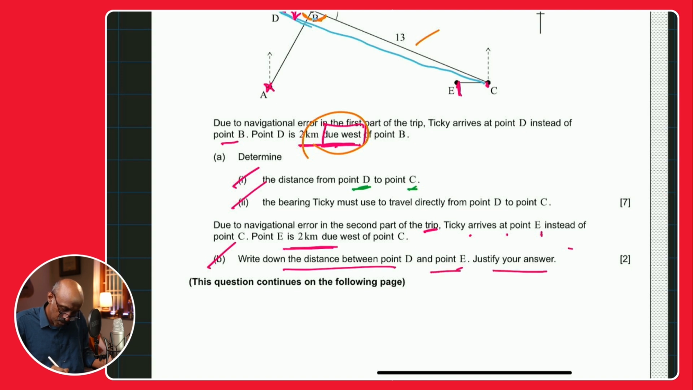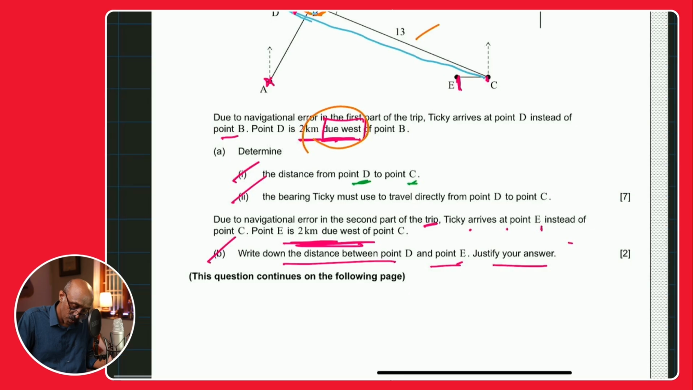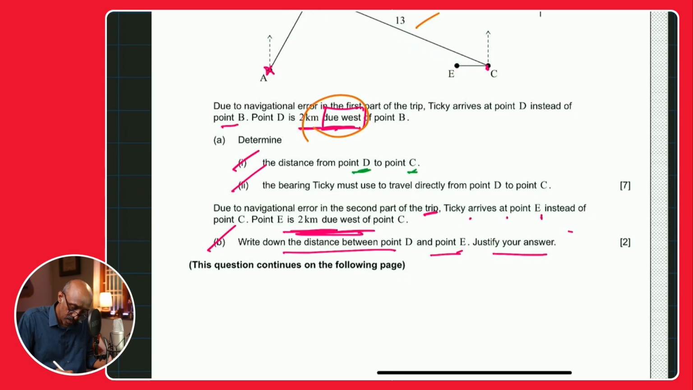Point E is 2 kilometers due west. Now I already explained what due west means. Okay, so let's just go and clean this thing up a little bit so that you can see it better. Instead of arriving at C, remember the distance is what we found out, D to C. Due to another navigational error, she or he has arrived at E instead, and that's another 2 kilometers due west of the point C. Write down the distance between D and E. Now, this is just 2 points, so that should give you a hint that this might not be such a lot. Now, what do we know?